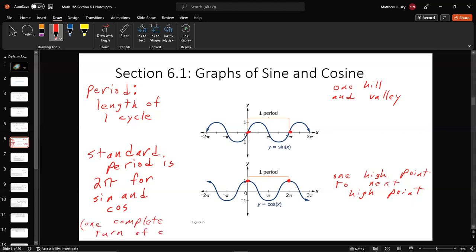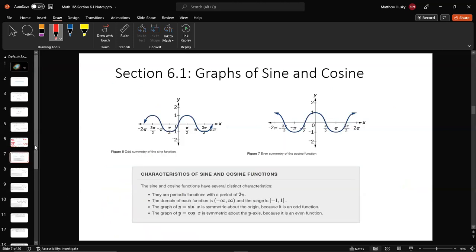So since 2 pi radians is a complete turn of the circle, that is the period. And then when you finish that turn, you are going to repeat that cycle after cycle as you just keep spinning around and around on the circle, on the wheel, if you will. So that's what the period is. It's the length of one cycle.